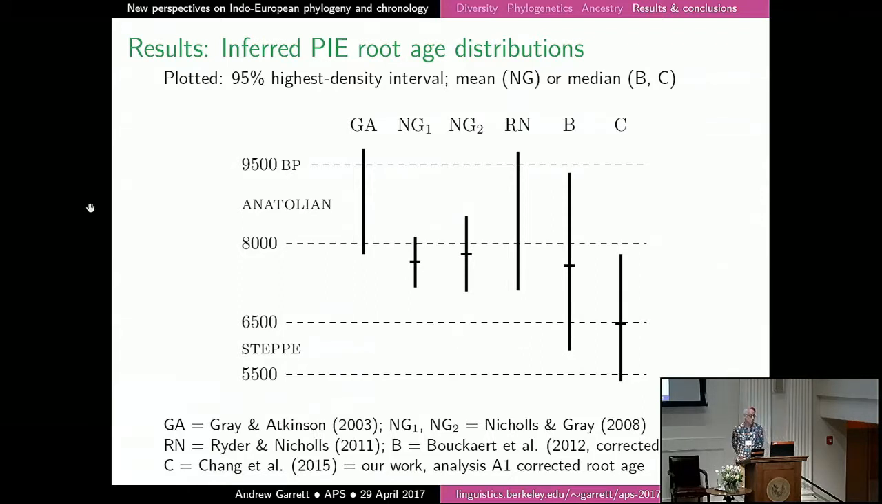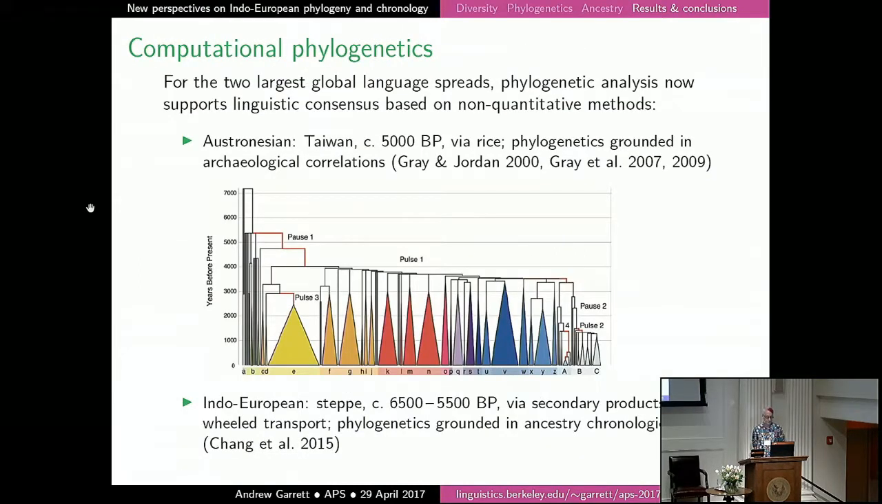So that is the conclusion of this work, that if you use known ancestry-descendant relationships to infer rates of change, and you apply that to the entire tree of the language family, then it turns out that the step chronology is actually favored by the phylogenetic methods.